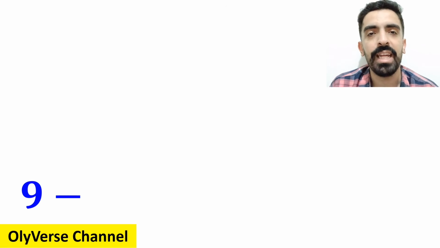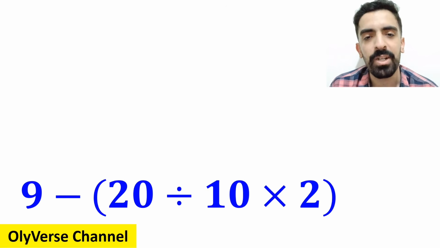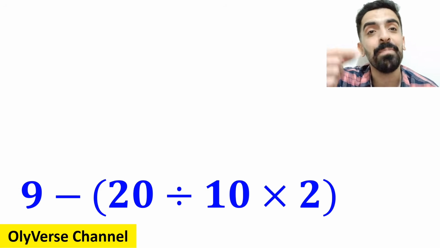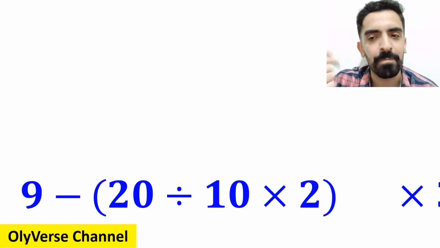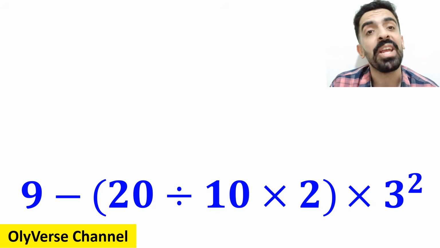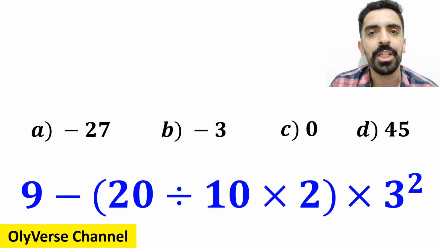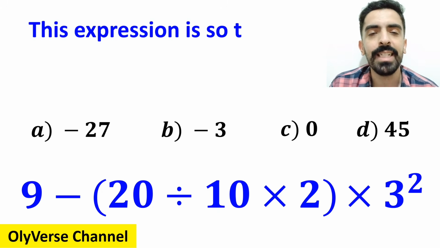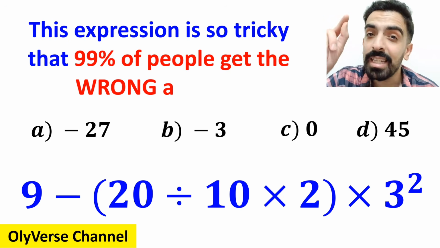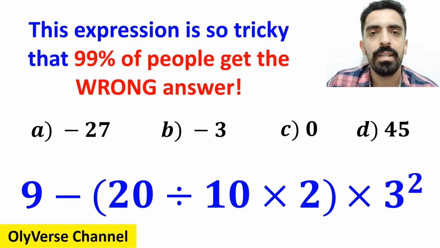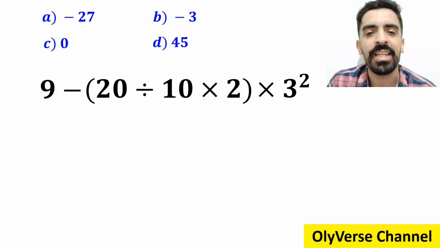What is the value of the expression 9 minus (20 divided by 10 times 2) multiplied by 3 squared? Which option do you think is the correct answer to this question? This expression is so tricky that 99% of people get the wrong answer. Let's go step by step and solve it together.